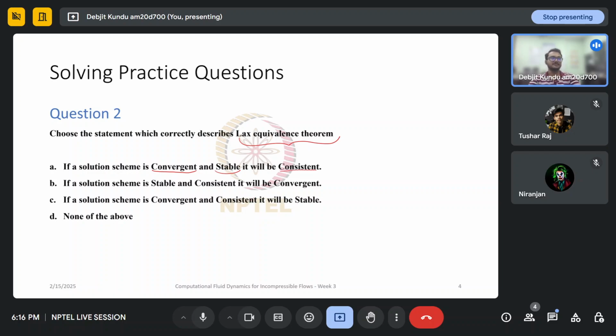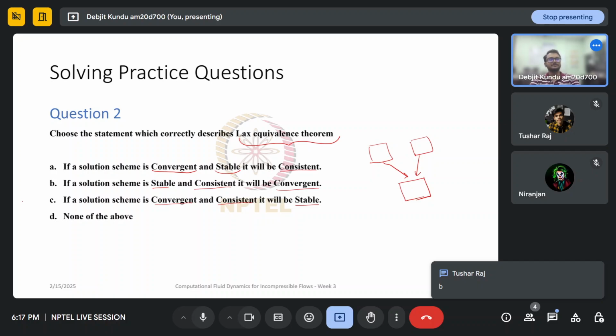Then statement B says that if a solution scheme is stable and consistent, then it will be convergent. And statement C says that if a solution scheme is convergent and consistent, then it will be stable. So basically, the main structure of these statements is that if you satisfy two criteria, then a third criteria will be true. And those criteria are stability, convergence, and consistency. So you just have to put them where they are, and that should correctly describe the Lax equivalence theorem.